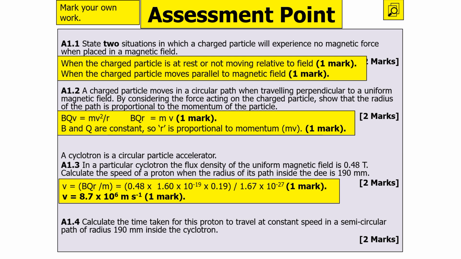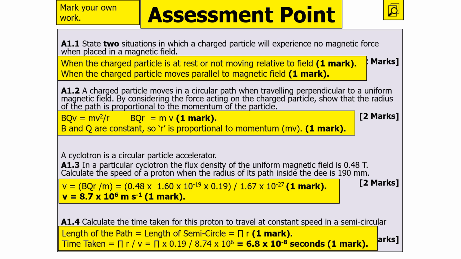Now just be very careful in this next question because it's asking for the length of a semicircle. So the length of a semicircle, not the area, is half of the circumference, so it's pi r. Therefore the time taken is the length which you travel, which is pi r, over the velocity. Pop in all the values, we get 6.8 times 10 to the minus 8 seconds.